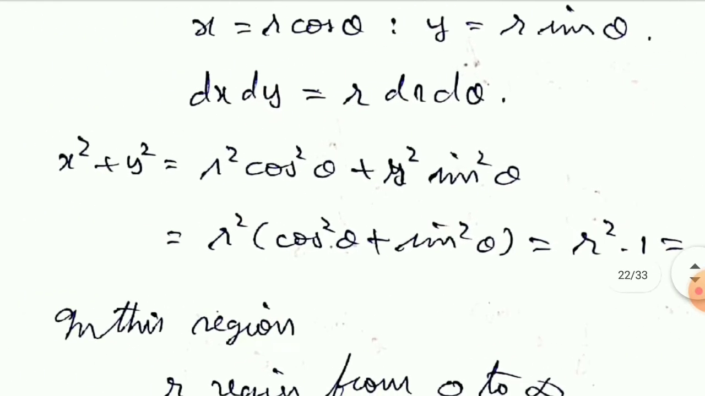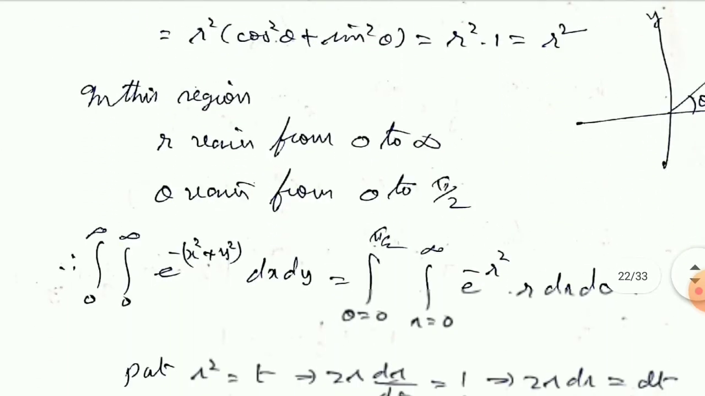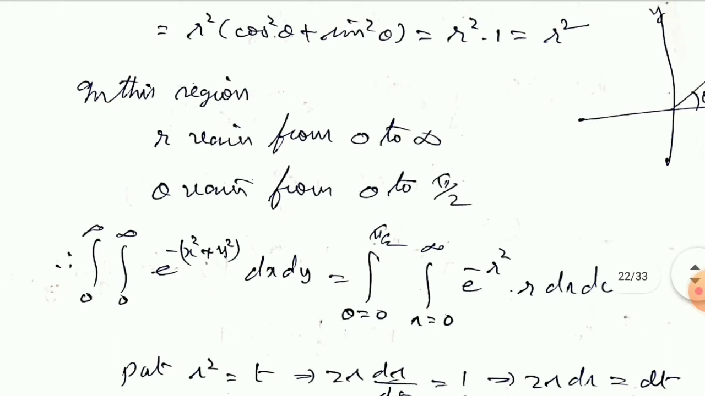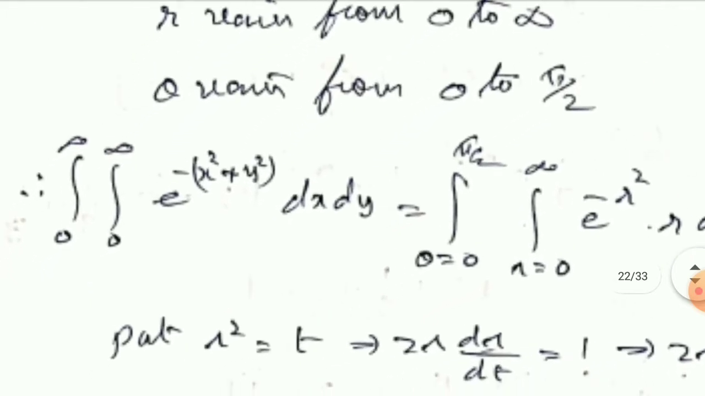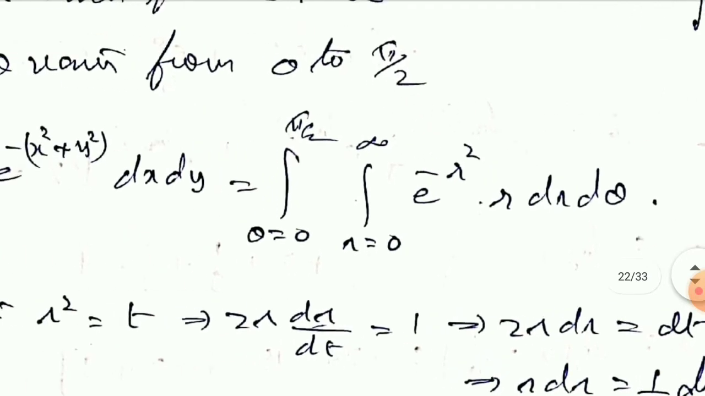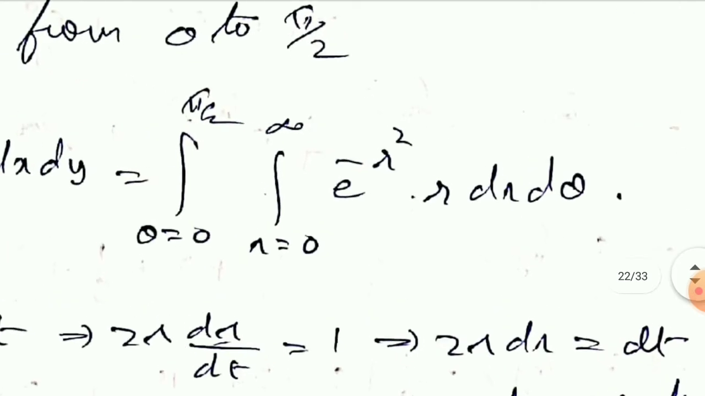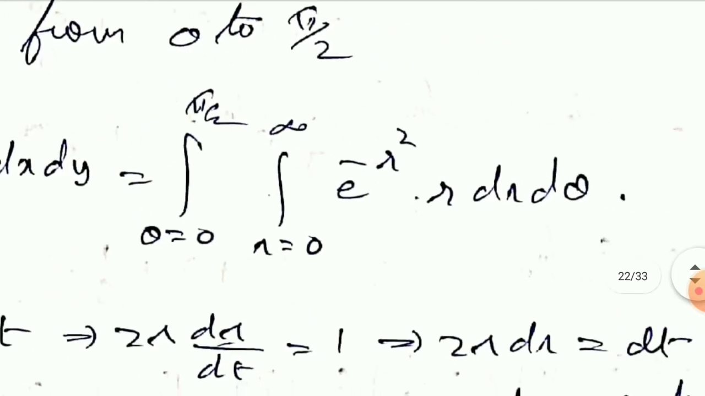That means in order to get r limits, take first both lower limits, next both upper limits, next one upper limit and one lower limit. In all the cases, you just identify the minimum and maximum values. You get r limits 0 to infinity, and theta limits only 0 to pi by 2. So those values you substitute in your given integral: theta limits 0 to pi by 2 and r limits 0 to infinity, and e power minus of x square plus y square can be taken as r square, dx dy can be taken as r dr d theta.